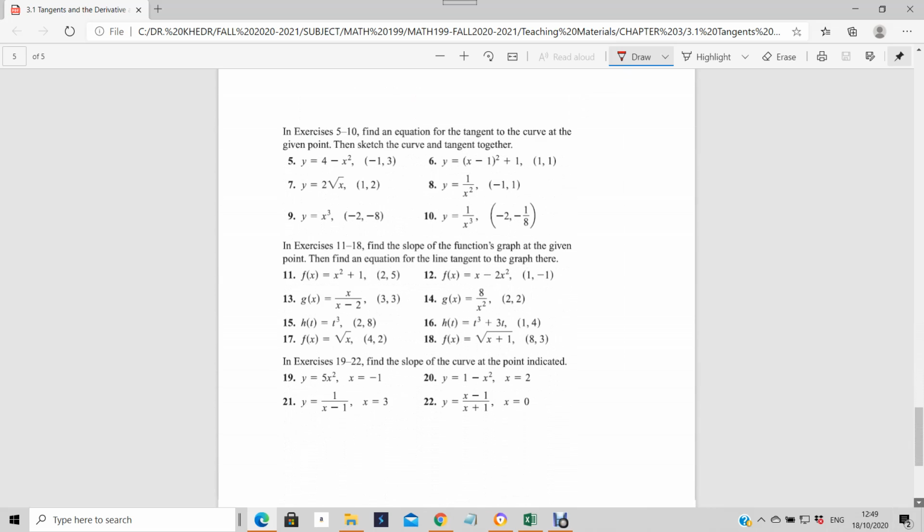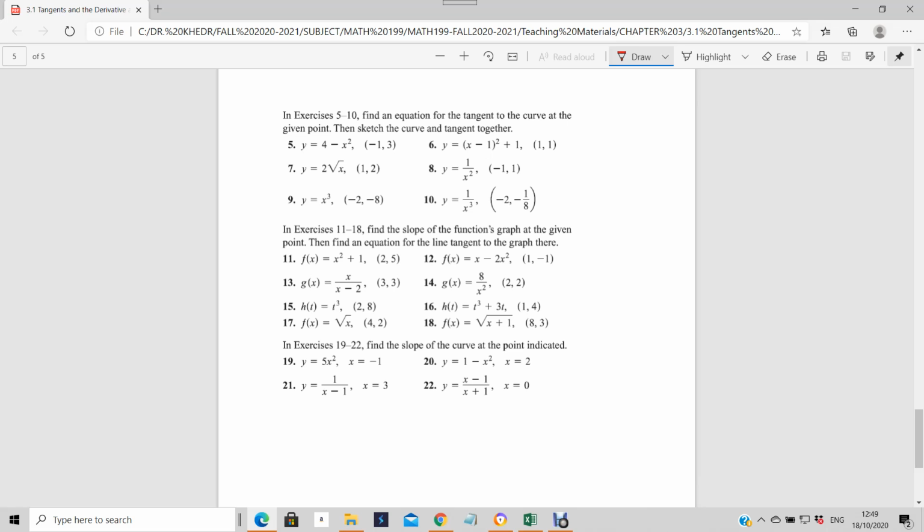So let's see some exercises in your textbook. Here we have: find an equation for the tangent to the curve at the given point, then sketch the curve and tangent together. In the second set of questions, find the slope of the function's graph at the given point, then find an equation for the line tangent to the graph there. Almost the same. The first one is asking to find an equation of the tangent line. You can find the equation of the tangent line if you first find the slope of the tangent line. In the second set of questions, you need to find the slope of the function's graph, which is the tangent line, and then you find the equation. In the last set of questions, find the slope of the curve at the point indicated here.